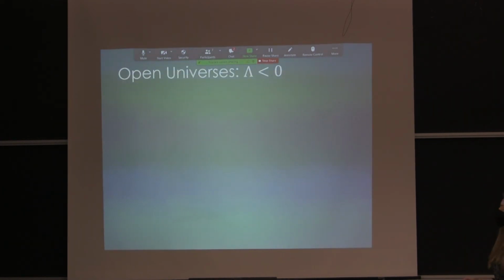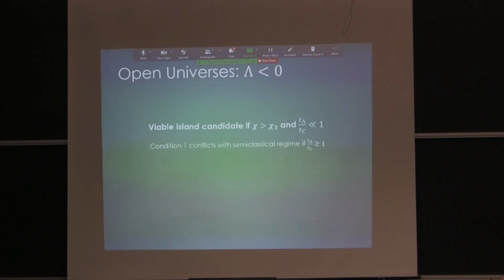And then the final case is open universes with lambda negative. If you do the same kind of procedure, except condition 4 is now no longer relevant because you're looking at open universes, and that was only relevant for closed. But you'll find that the conditions are simultaneously satisfied for chi that are larger than some critical radius, which I'm calling chi 3, as long as you're in this regime here. Otherwise, you find that the first condition will conflict with the semi-classical regime.